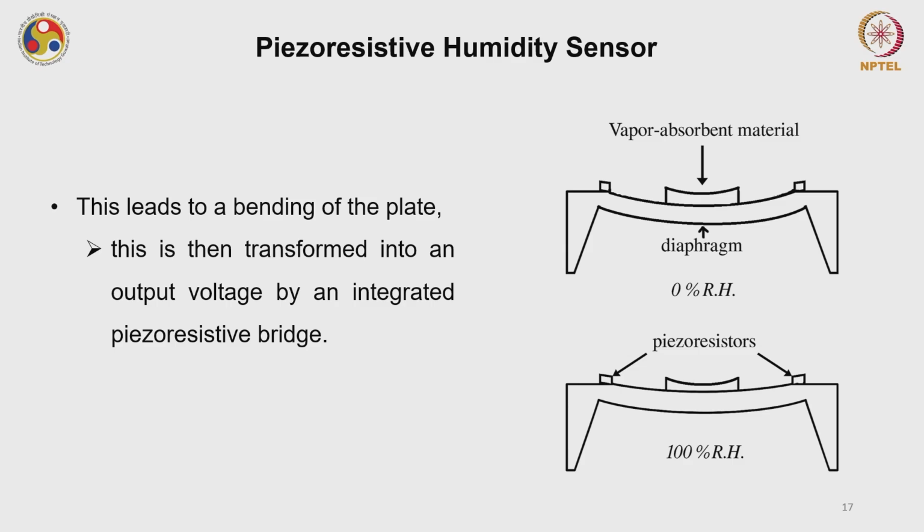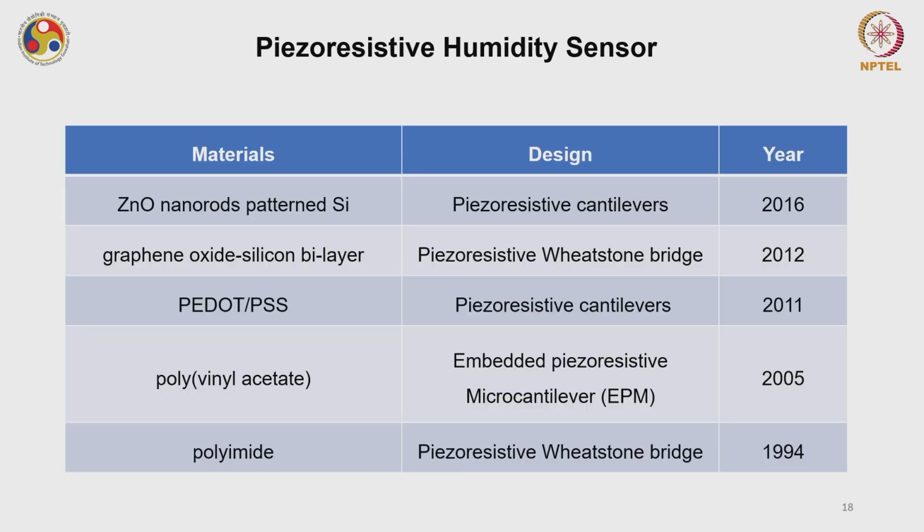This is then transformed into an output voltage by the integrated piezoresistive bridges. So since there is a change in resistance, you can calibrate it as a change in the voltage. There are various designs available, like a simple cantilever kind of design based on piezoresistive material proposed using zinc oxide nanorods patterned on silicon. Then for more sensitive devices, piezoresistive Wheatstone bridges have been reported using graphene oxide silicon bilayer kind of devices.